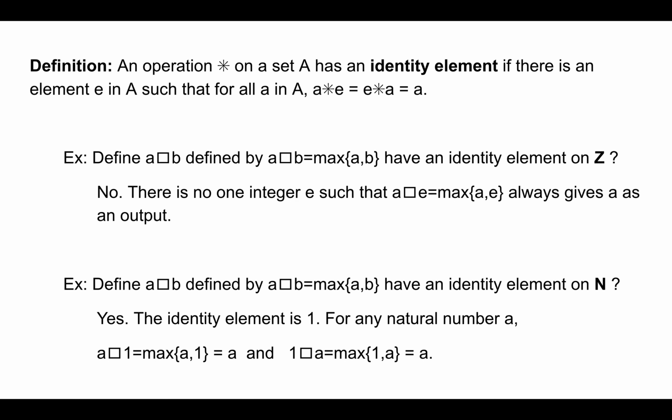What about on the set of natural numbers? Well, there is a minimum natural number. That's the element 1. 1 is the smallest natural number. So for any natural number A, if we take A square 1, that's the maximum of those two elements. A is always going to be at least as large as 1 if A is a natural number. And so A square 1 is always going to be A, and 1 square A is always going to be A for any natural number A. So this operation does have an identity element on N, the set of natural numbers, but not on Z, the set of integers.